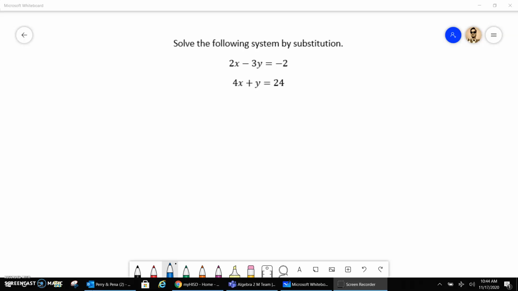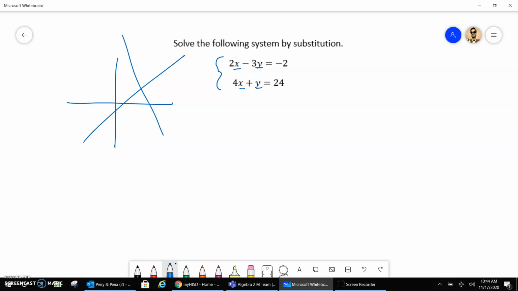You know that a system of linear equations is a system of two equations with two unknowns, an x and a y in each equation, and you're looking for a solution, which we talked about graphically, meant a place where those two lines, whatever they might be, intersect.